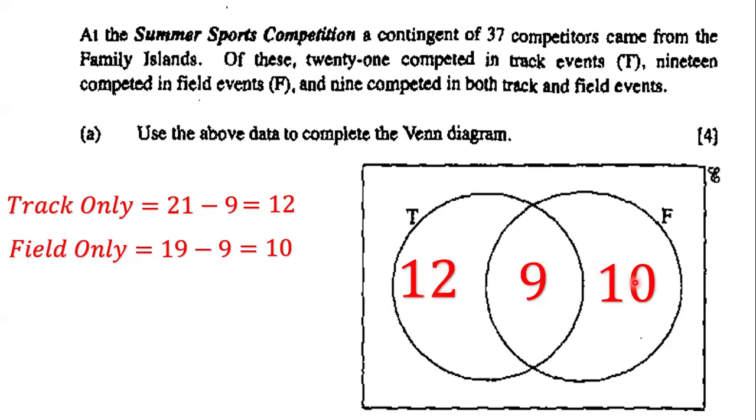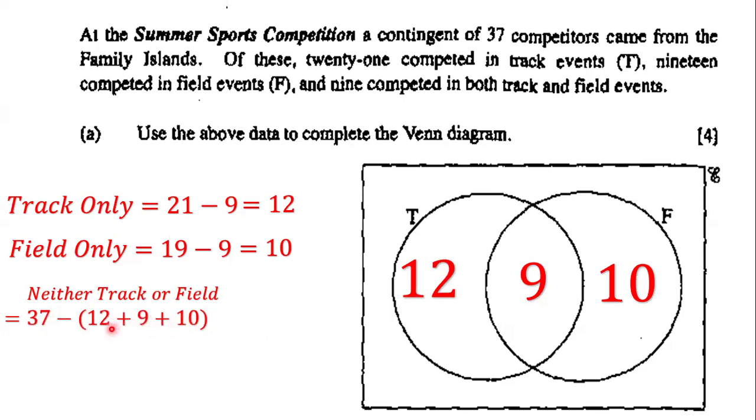field events only. Now, we need to determine how many students competed in neither track nor field. And so if we're trying to figure that out, we have to add up all of these numbers, 12, 9, and 10, and subtract it from the total. The total amount of competitors is going to be 37. And so let's subtract. So it's going to be 37 minus 12 plus 9 plus 10.